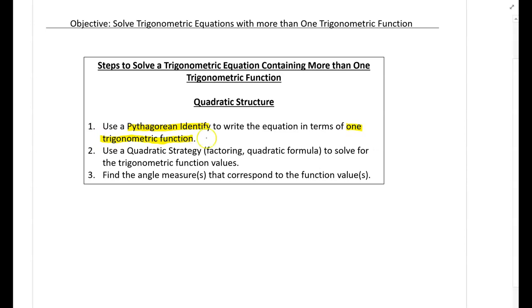Oftentimes students ask, which trigonometric function am I targeting, or do I want the expression to be in? It's whatever the linear term is. So whatever the quote-unquote b value is, that's the function that you will choose. You'll see what I'm talking about in a second. Step number 2, we're going to use a quadratic strategy to solve. Usually these are trinomial structures, so we will be factoring. And then we solve each equation by finding the angle measures that correspond to the function values.